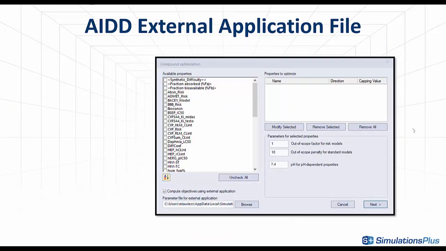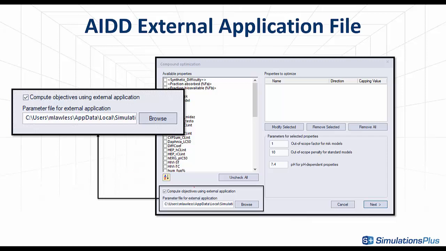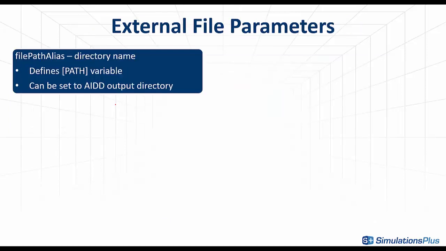So far, I've focused on models and properties that can be predicted within ADMET Predictor, but there are obviously some things that we can't predict. For example, we can't dock a molecule and score it in an active site. So for this, we suggest using an external application, and this is done through the first dialog box. You would simply click this, compute objective functions using an external application, and then you would have to specify a text file that we provide a template for the external application.